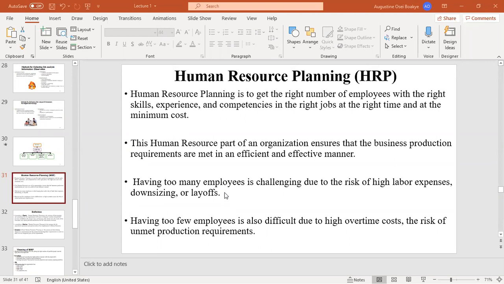In the same way, having few hands or few people chasing a lot of jobs in the organization can also be a risk to organizational success in the sense that at any point in time, you will be straining these employees unduly.